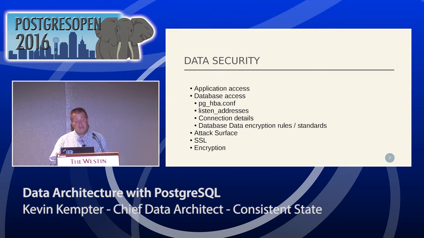So within the database, we're obviously talking about the hba.conf file and the listen address settings and the postgresql.conf and connection details or connection styles. Are we using a connection pooler, and does that bring any security concerns or security caveats? Data encryption rules within the database.